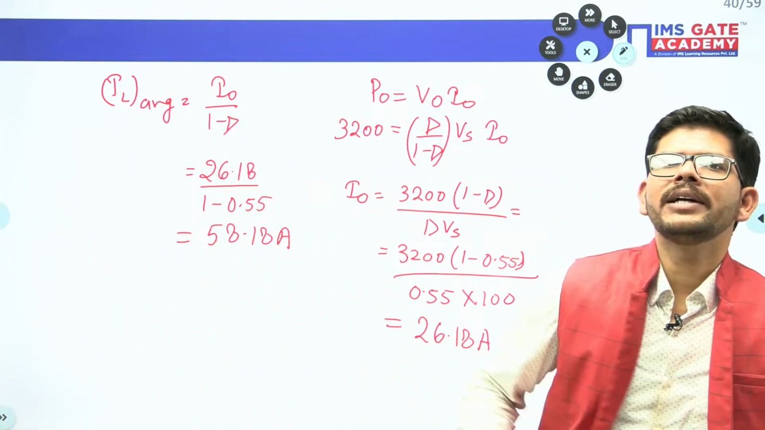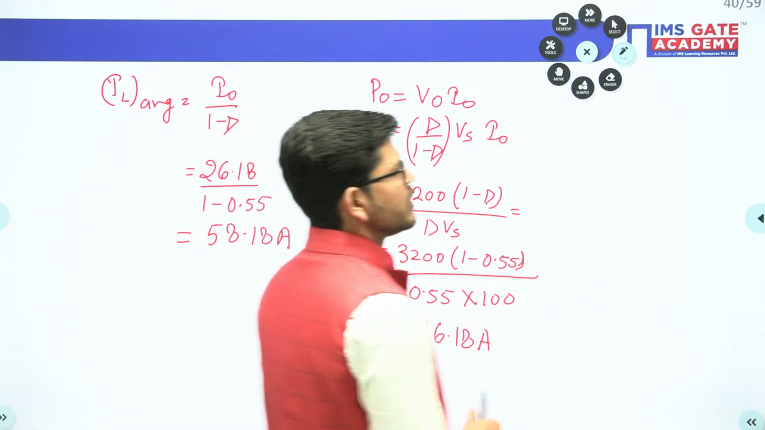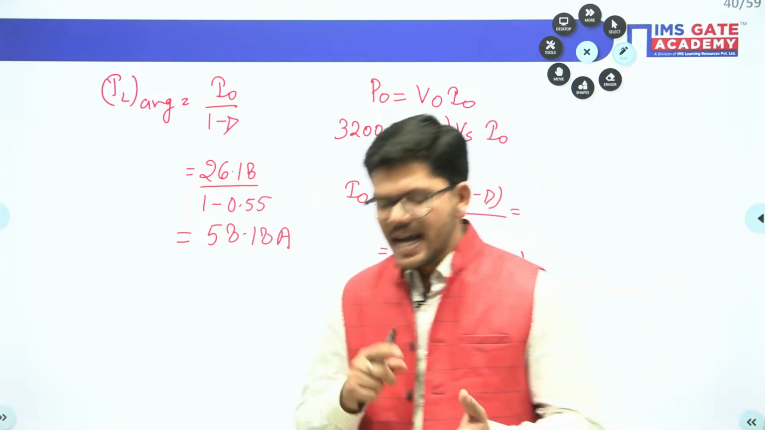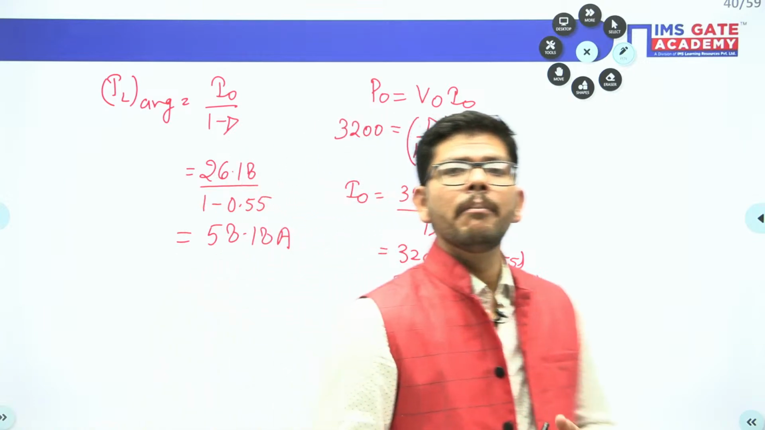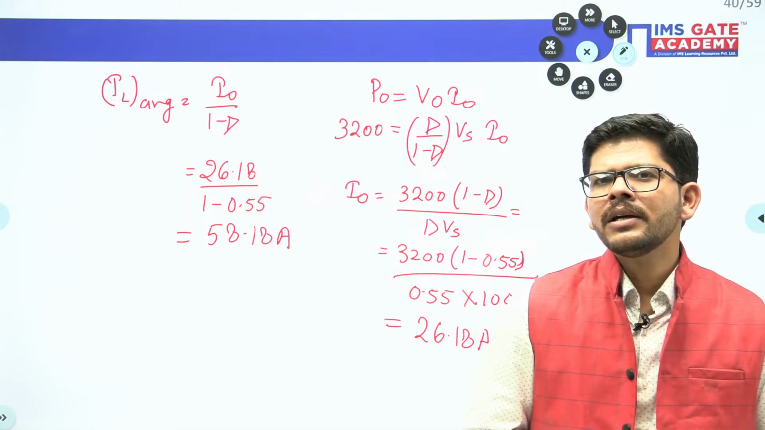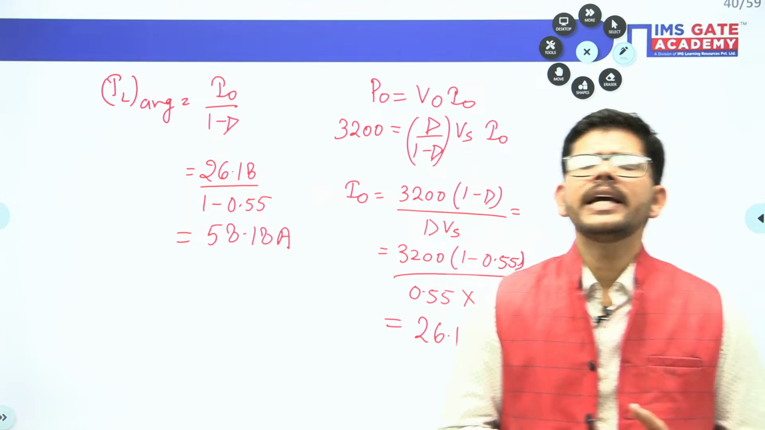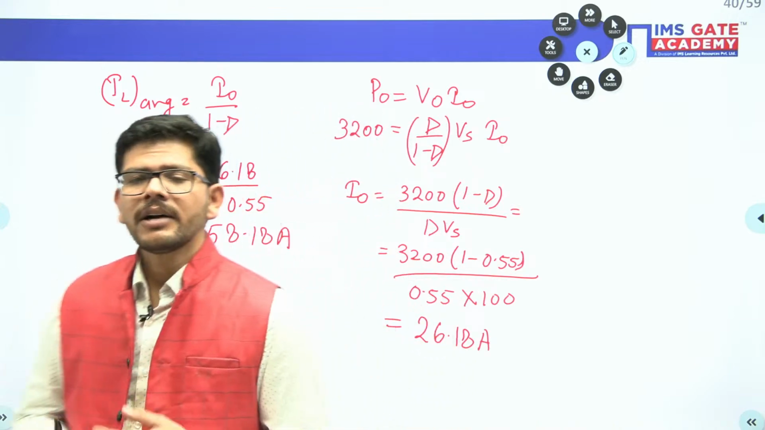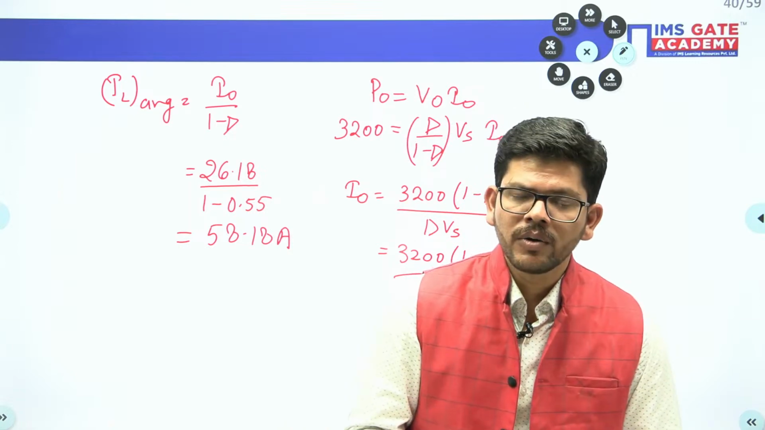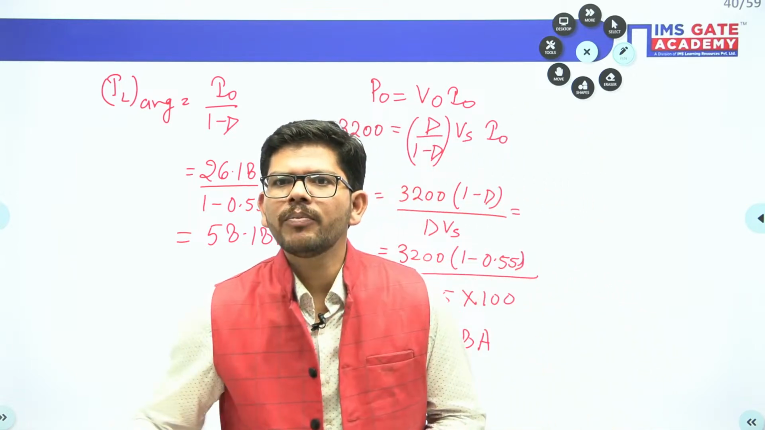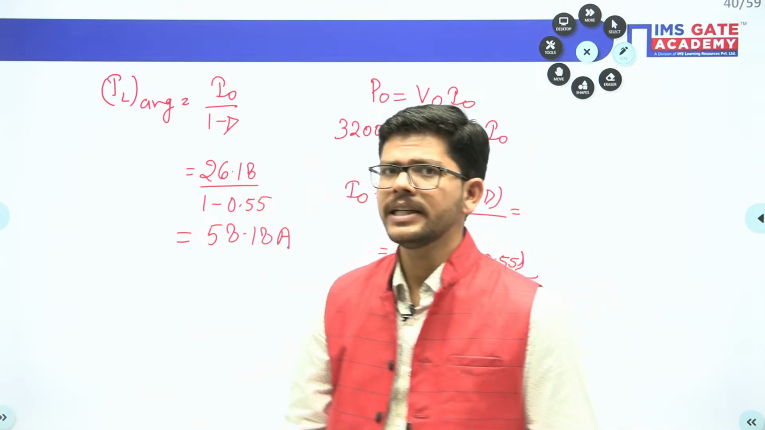Are you getting the same answer, guys? What has been asked? IL average. So remember just one fact: IL average is the same in both the boost converter and the buck boost converter, and it is I naught upon 1 minus D. What is it in the case of the buck converter? In the case of the buck converter, IL average is equal to I naught. So we have done a variety of problems. We have calculated everything from where we can expect a GATE question, isn't it?